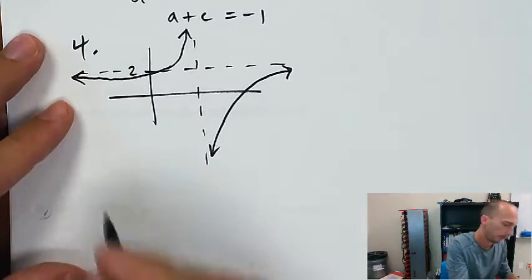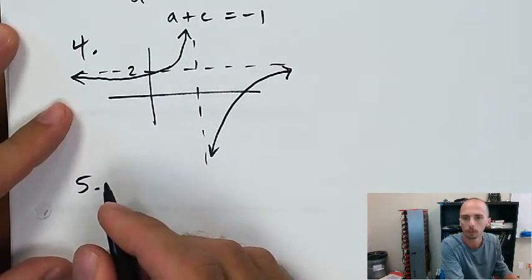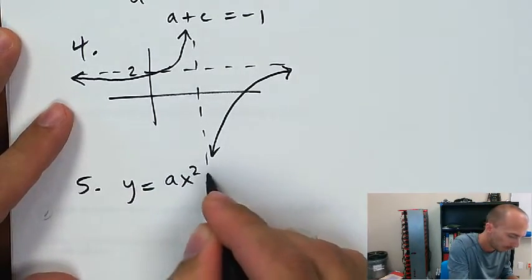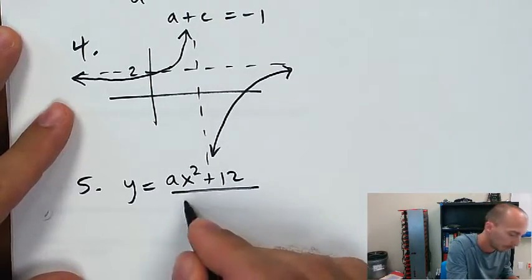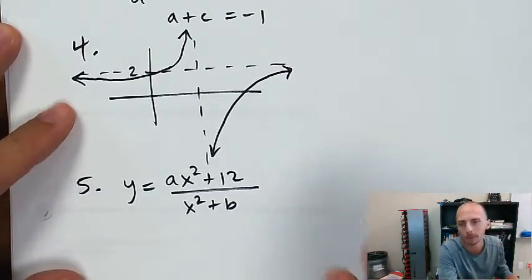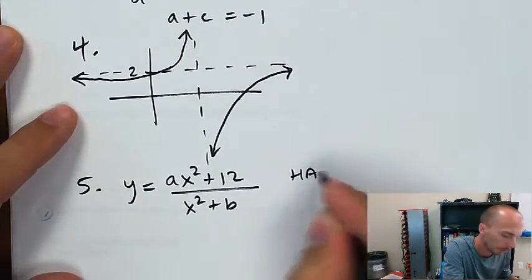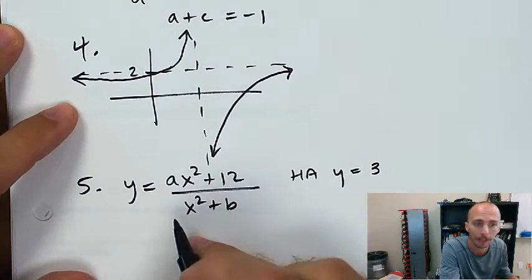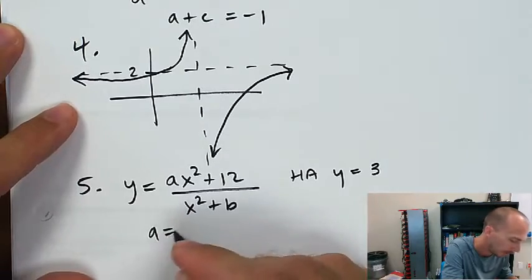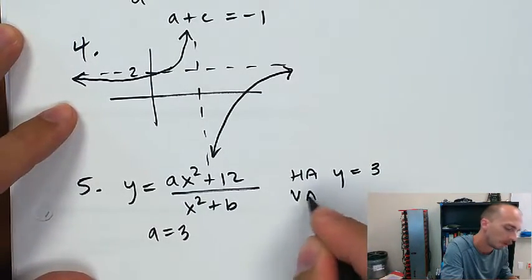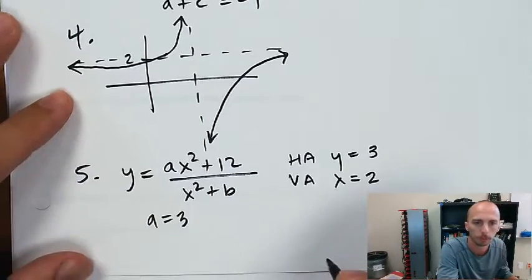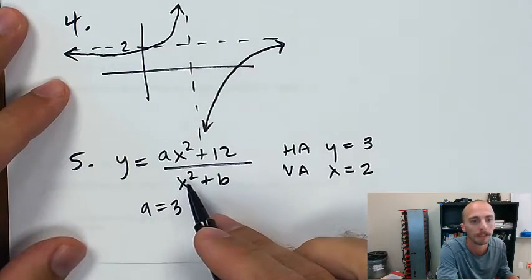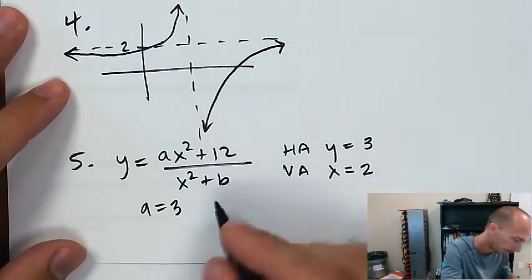Okay, number 5. Shown at right is the graph of another one very similar. Ax squared plus 12 divided by x squared plus b. I'm not going to draw you a picture of the graph, but I can see that there's a horizontal asymptote at y equals 3. Meaning, again, that the ratio of a over 1 needs to be 3, so I'm going to conclude a equals 3. And then we have a vertical asymptote at x equals 2, meaning that when I plug in 2 for x, I need to be dividing by 0. That means, I've got 4, b needs to be negative 4.